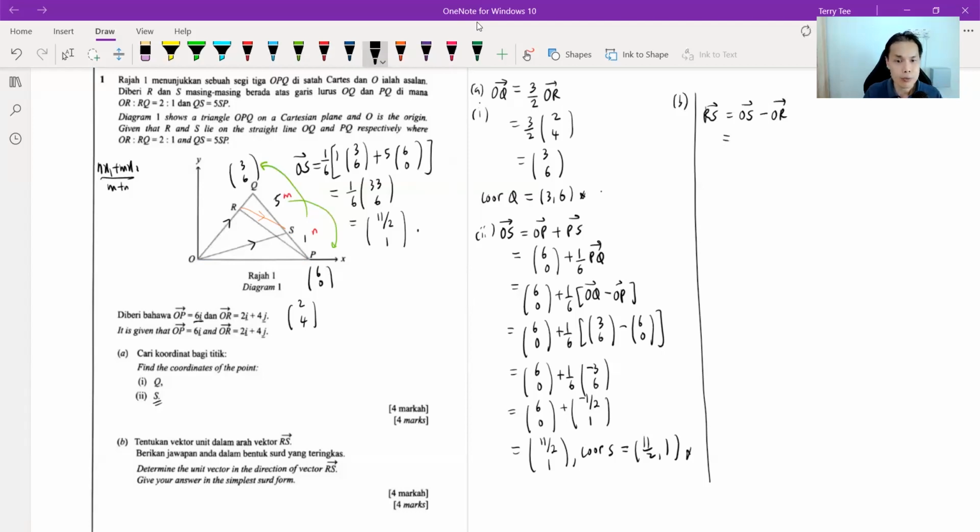Okay, my OS, I already have it here: 11 over 2 and 1. My OR is given earlier, (2, 4), right? So 11 over 2 minus 2 is 11 minus 4 over 2, which gives us 7 over 2. 1 minus 4 is negative 3. Yeah, I know this number is not pretty because it is in fraction.